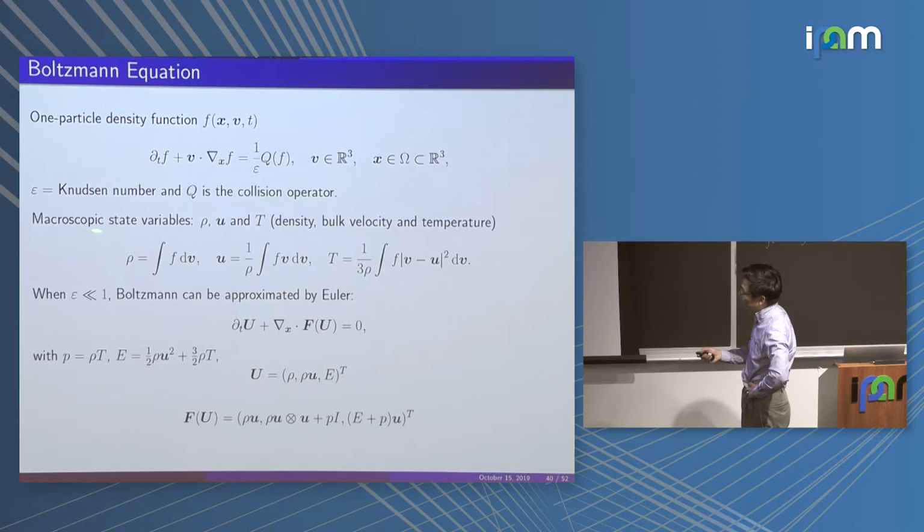And this looks like this. For ideal gas, this is how Euler's equation looks. So this is great for epsilon small.